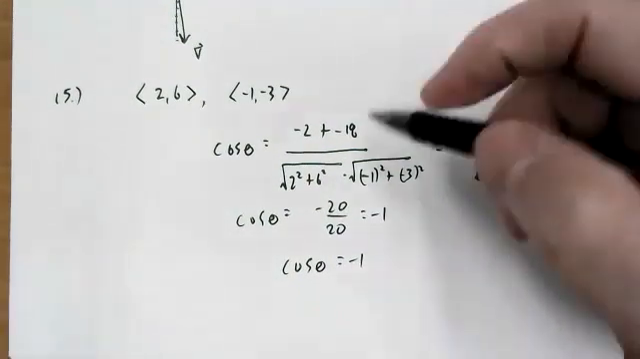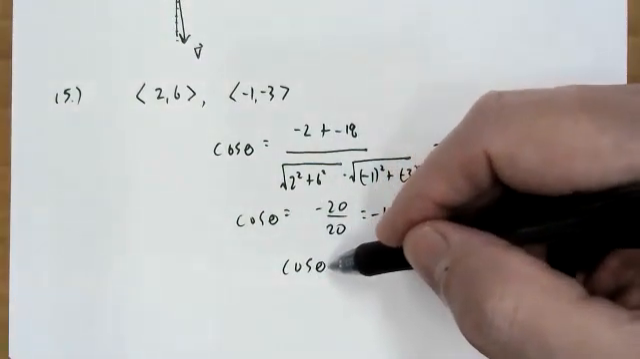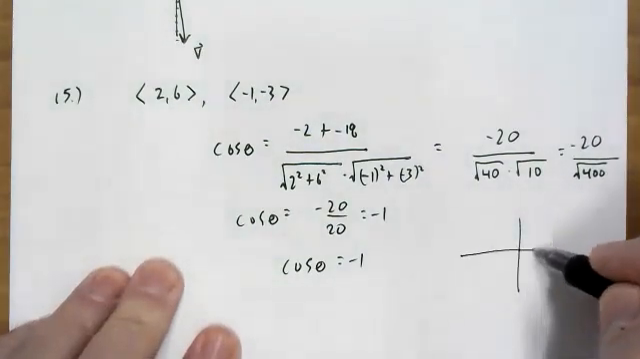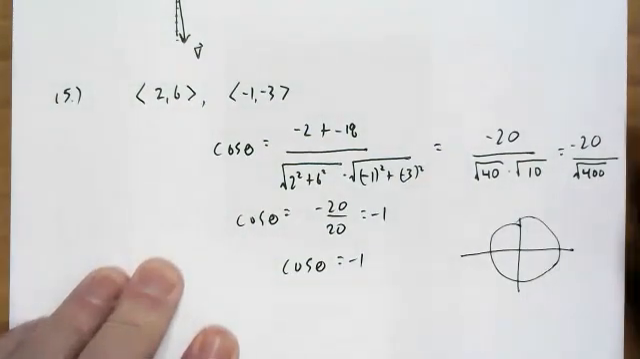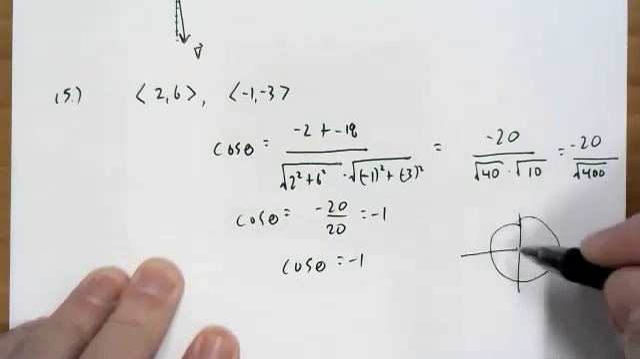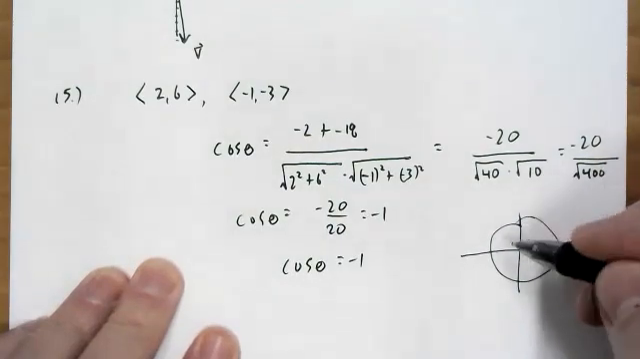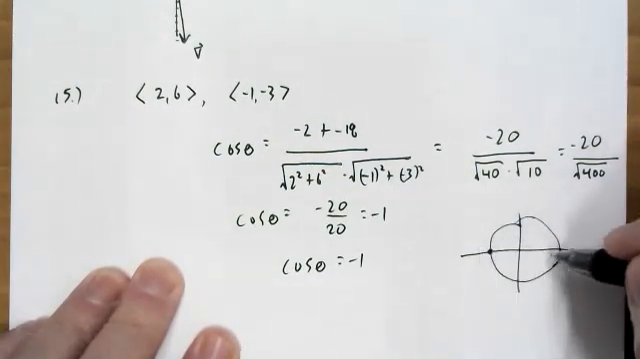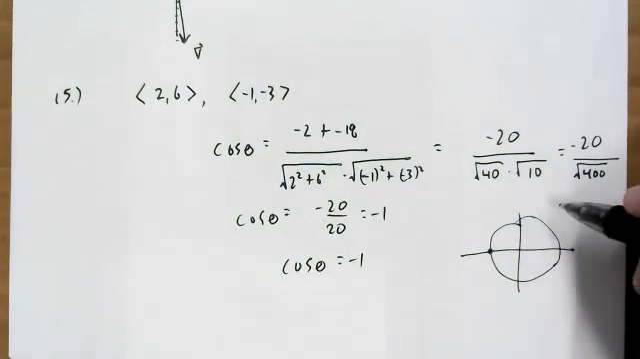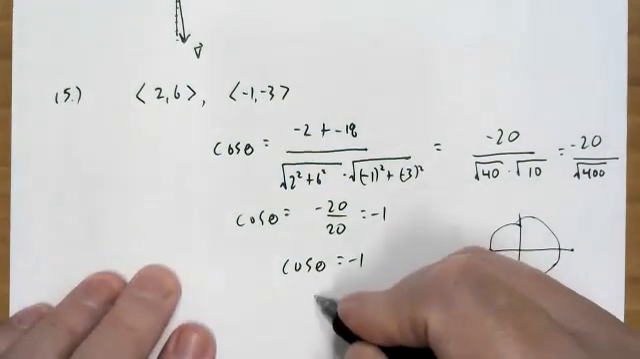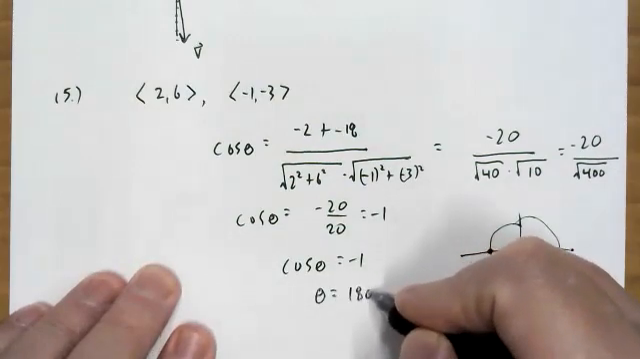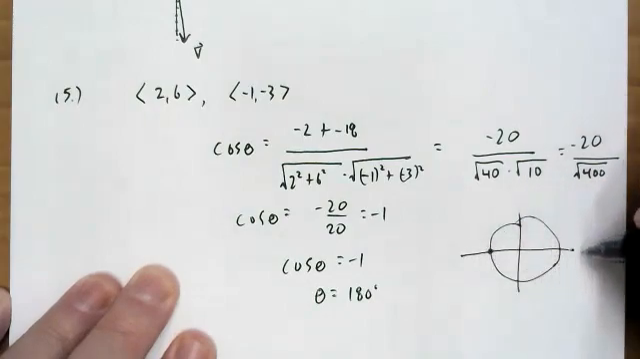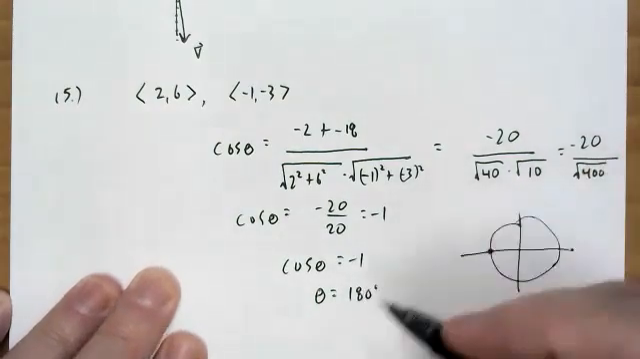Way back when we first started trig, if we said, what's the angle where the cosine is -1? Go back and think of your unit circle. Where around the unit circle is the cosine -1? Well, right here. What's this angle? You could say pi, or you could say 180 degrees. So we say that these are actually parallel vectors because they run along the same line, but they're opposite direction.